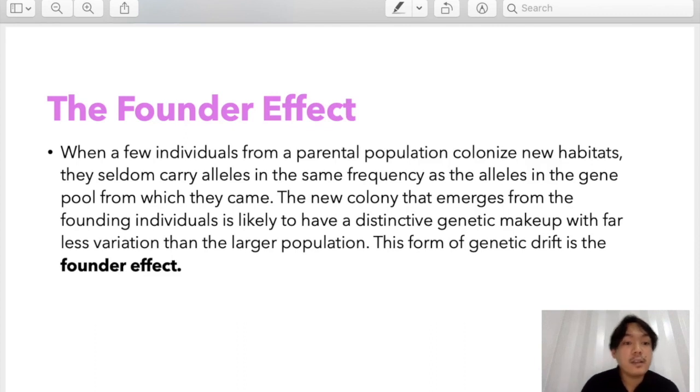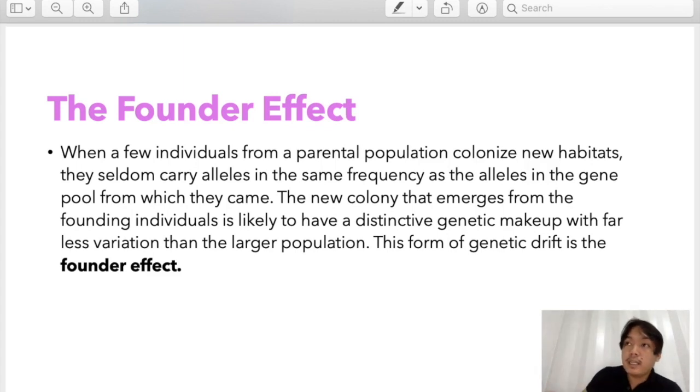What is the founder effect? When a few individuals from a parental population colonize new habitats, they start to migrate and search for a new greener pasture. They seldom carry alleles with the same frequency as the alleles in the gene pool from which they came, of course. So let's say they carry red fur color, and they come into a new colony that emerges from the founding individuals. It's likely to have a distinct genetic makeup with far less variation than the larger population. So we call this the founder effect.